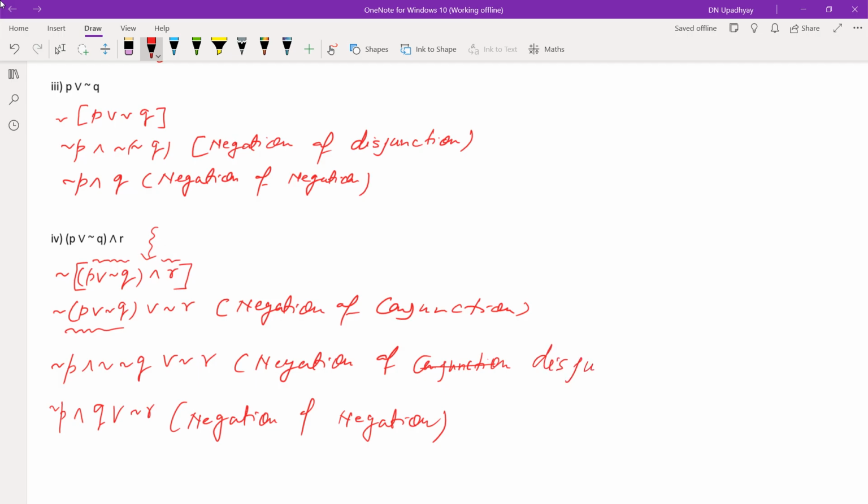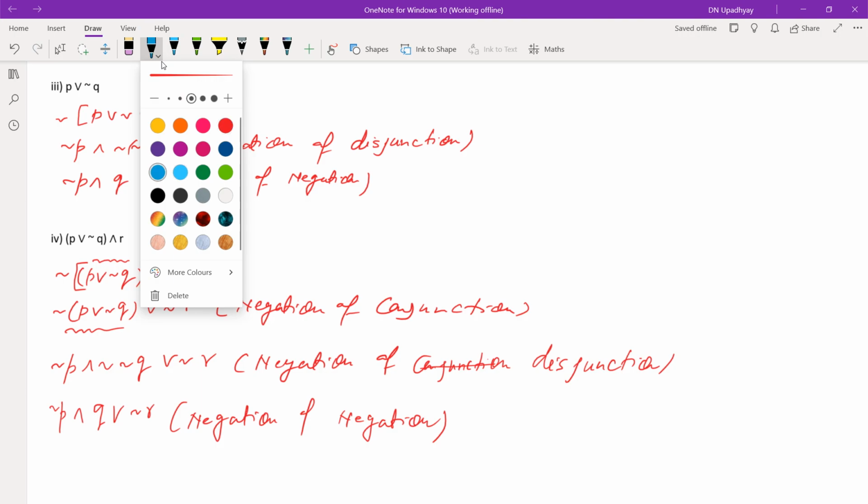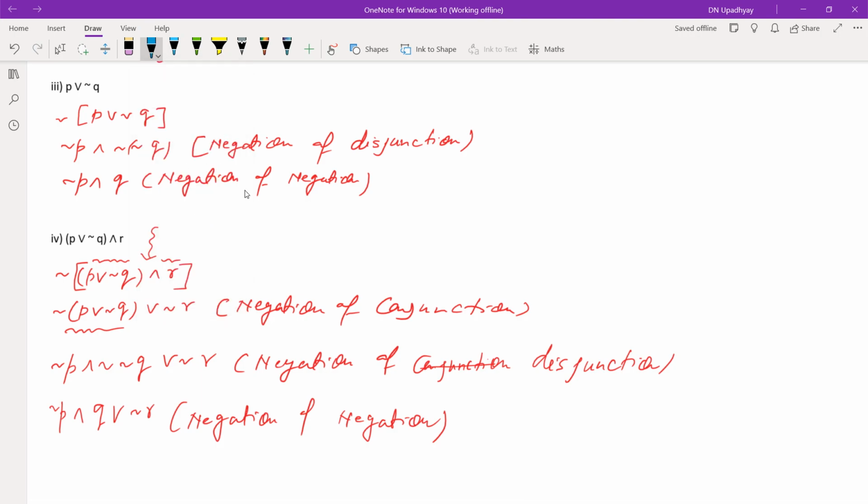Why? Because here we are using negation of or. So this one is negation of disjunction and here we are using negation of and. So here it is conjunction, negation of or is disjunction, and negation of negation, right? Here we are using negation of negation. Okay.